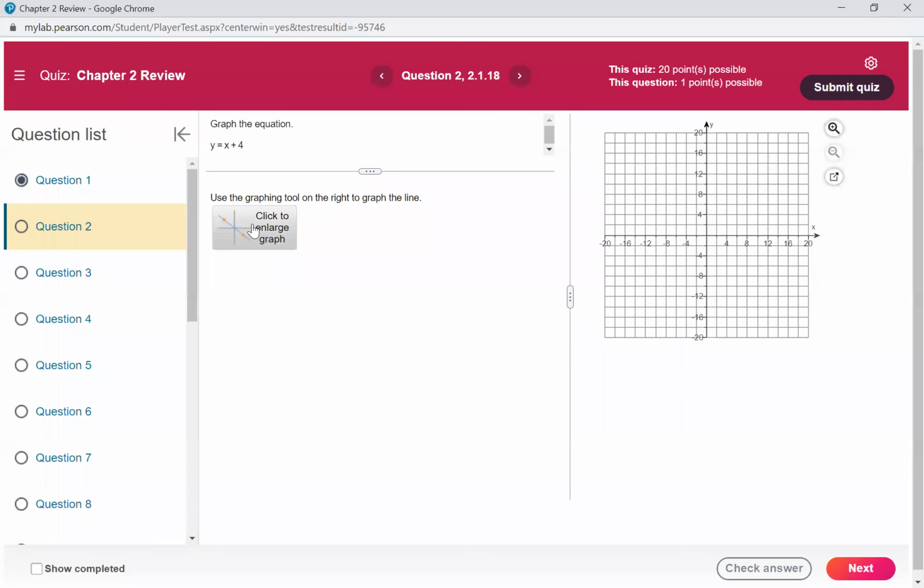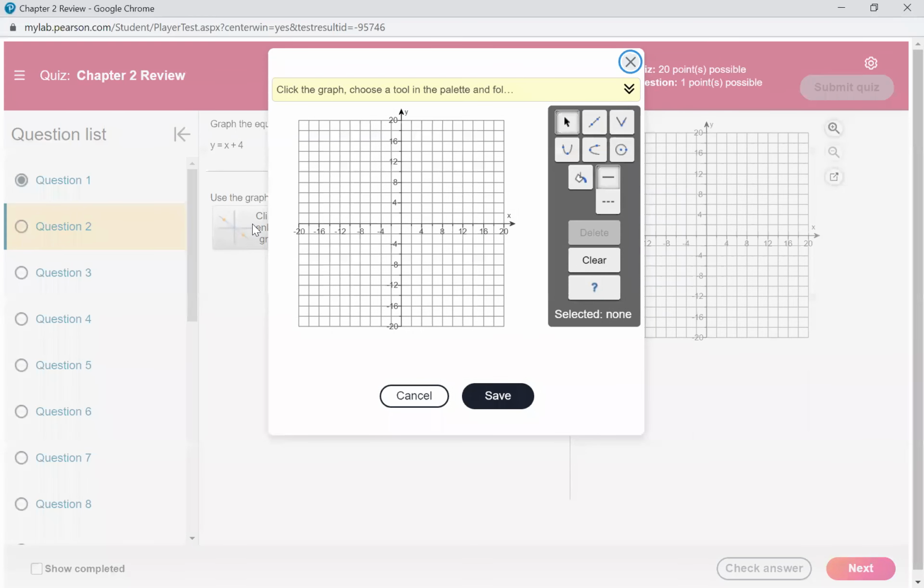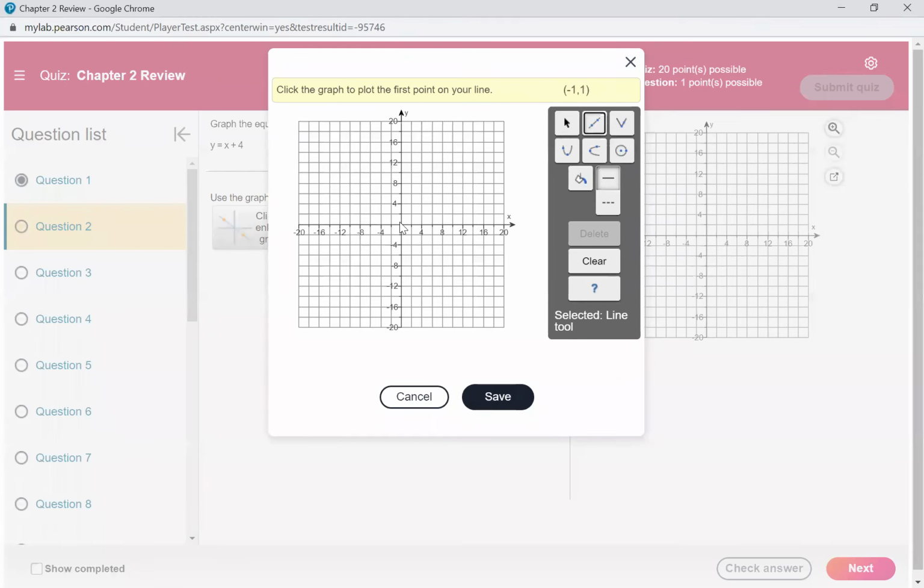So click to enlarge graph. Everything we're graphing in here is a straight line. So go up here and grab the line tool and plot your first point. And I had a (0, 4). So these are going by 2. So if I go straight up, there's 2 and there's 4. So I'm going to click it on the 4. And then (1, 5), if you start in the middle, you go right 1. Now remember, these are going by 2 on these lines, okay? So in between them, I got 1, and then I'm going to go up to 5.